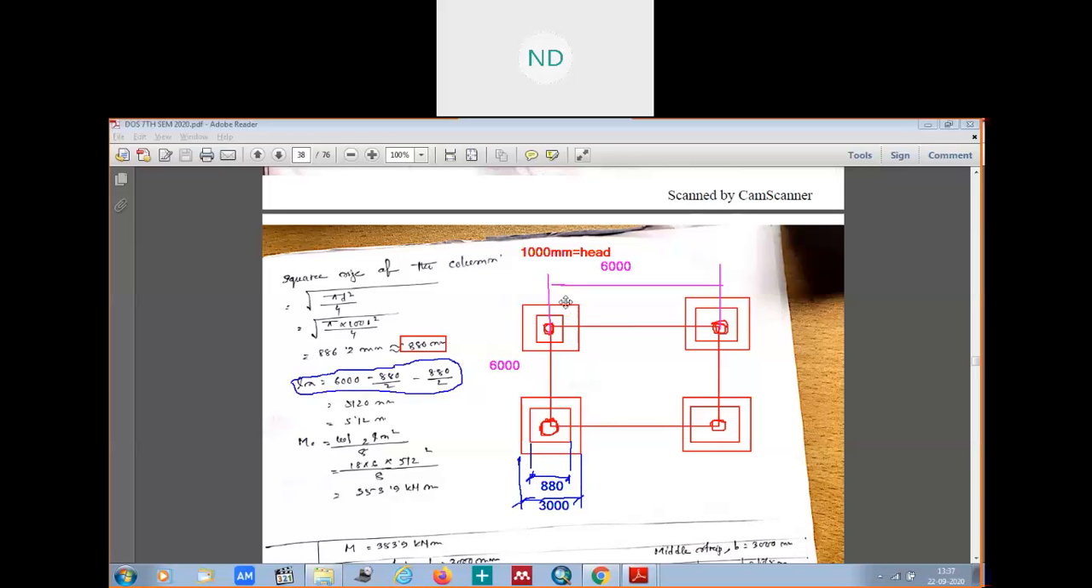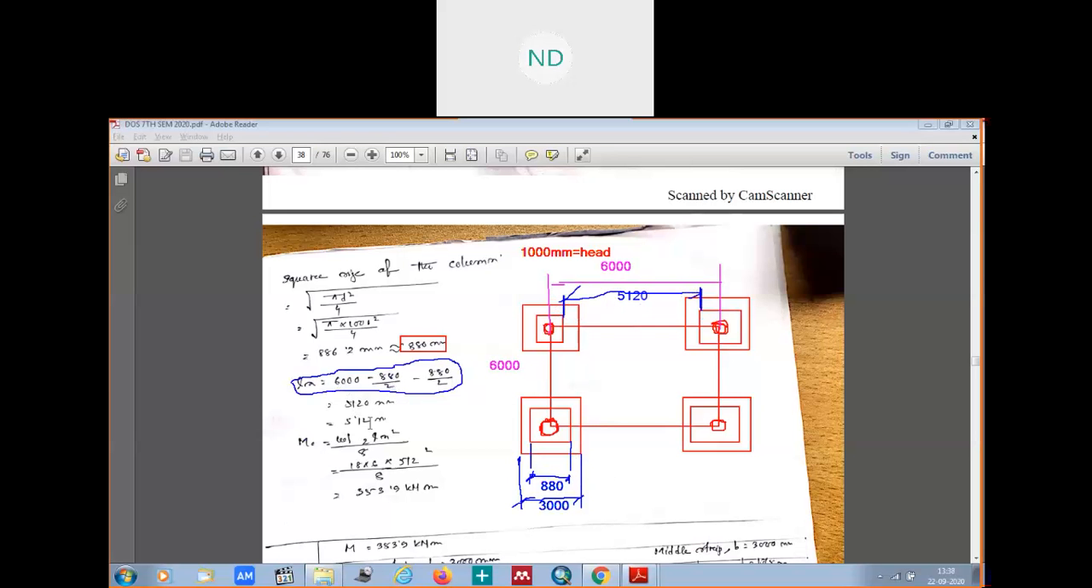Let me show you. From this face to this face, how much is it? This one, 5120. So we got our ln value.